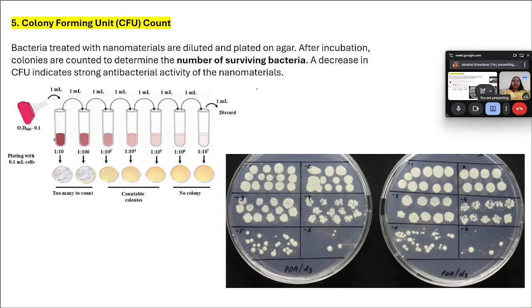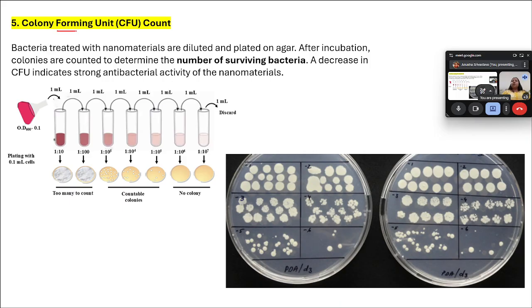Now we'll move forward to the next method, that is colony forming unit. Mostly I personally prefer this particular method because it is one of the most reliable, or I can say quantifiable, kinds of results. When you're in research, your data needs to be quantifiable. If you can quantify your data and not just do qualitative analysis, it becomes more significant, more reliable, and you can say it has been experimentally validated.